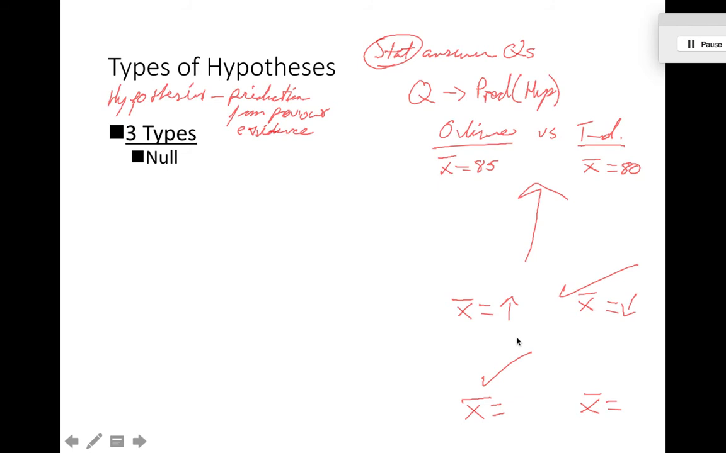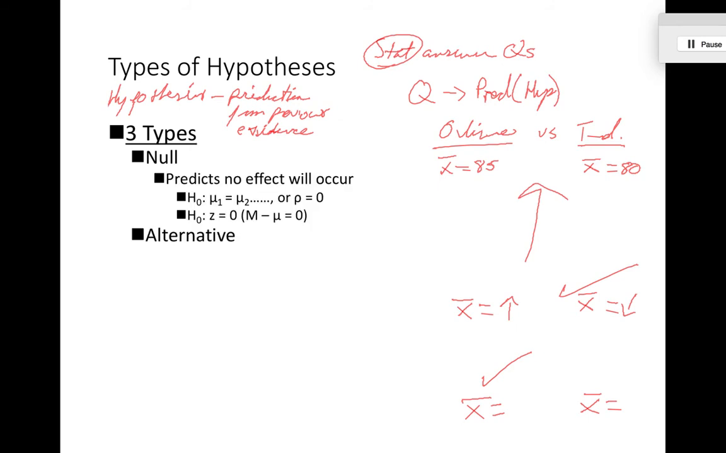So now let's talk about our different types of hypotheses. Statistically speaking, there are two types of hypotheses that we're going to talk about: what we call the null hypothesis and what we also call the alternative hypothesis. Now, the null hypothesis predicts the following. The null hypothesis predicts no effect, no difference, no relationship. That is what the null hypothesis predicts. No effect, no difference, no relationship.